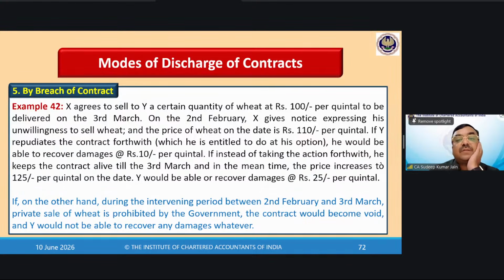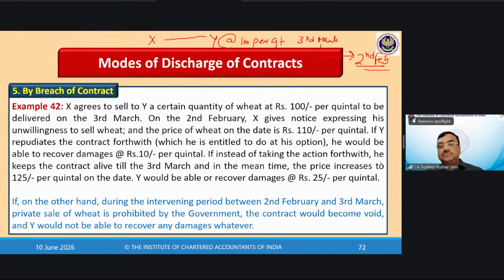What is the example? X will deliver to Y wheat at rupees 100 per quintal. On which date? 3rd March. Before that date, that is on 2nd February, he informed the party that he will not deliver the wheat. It means he has repudiated the contract.